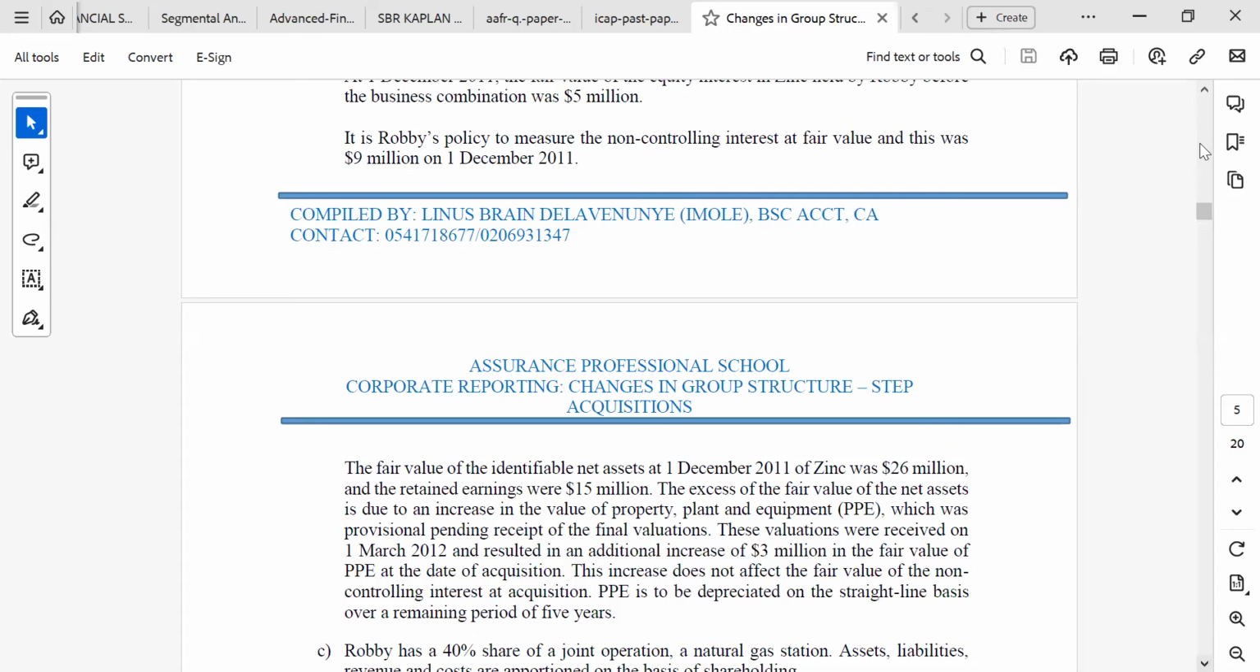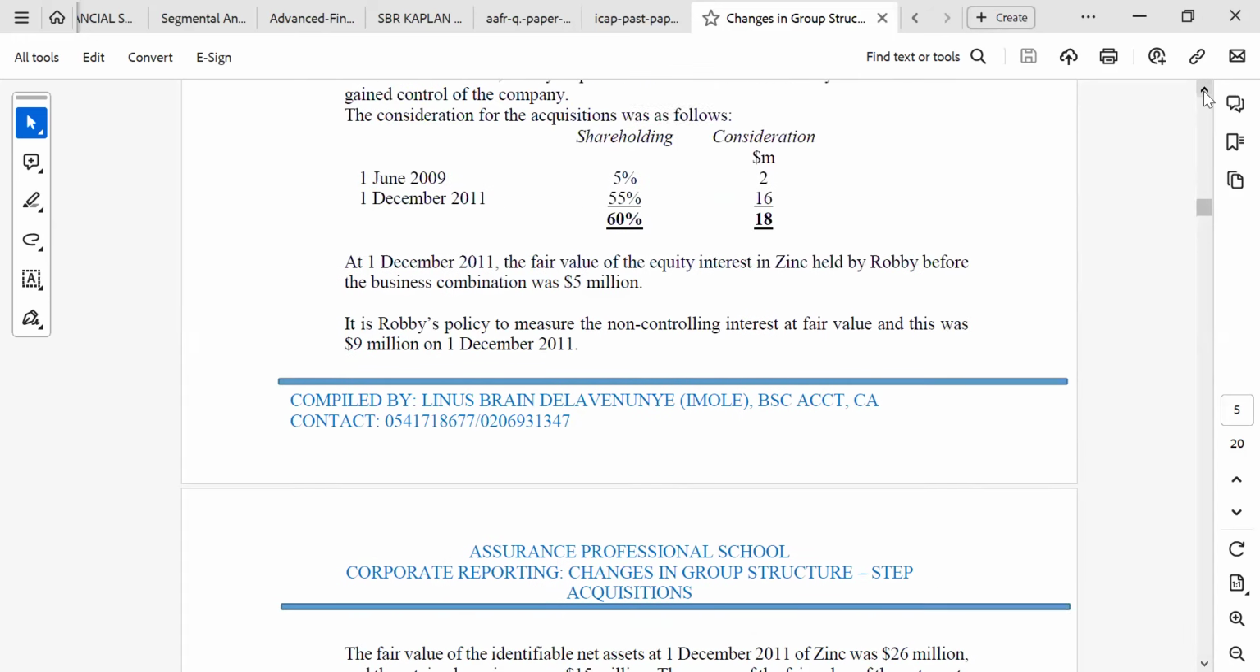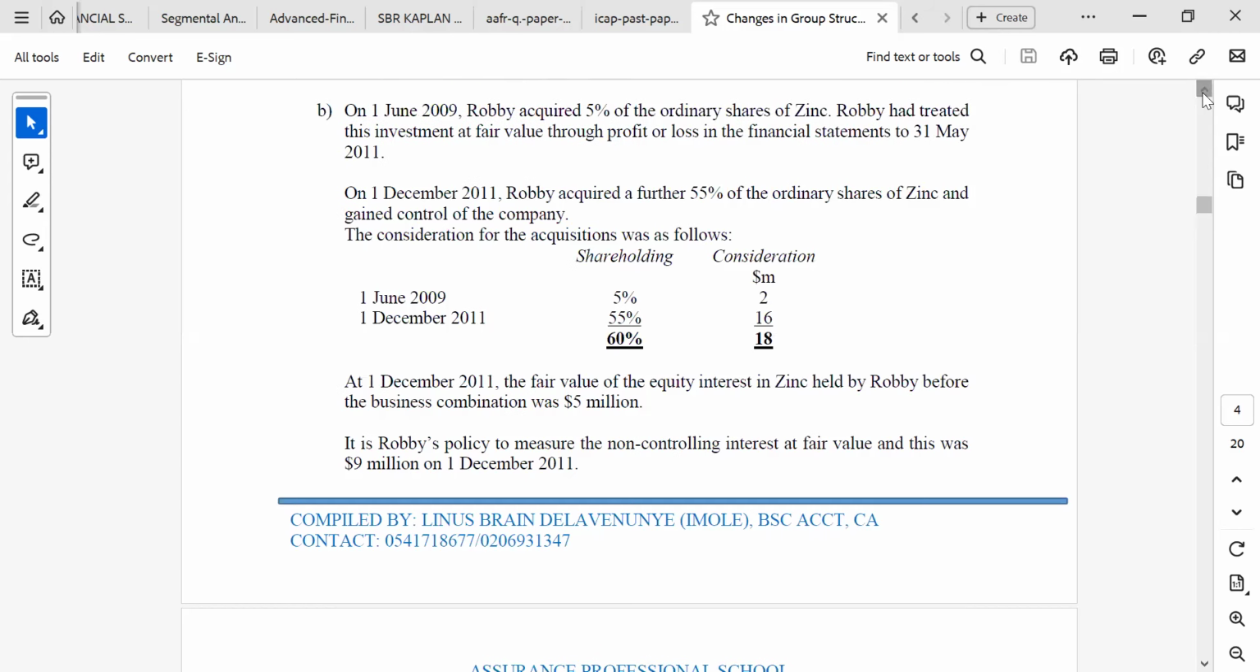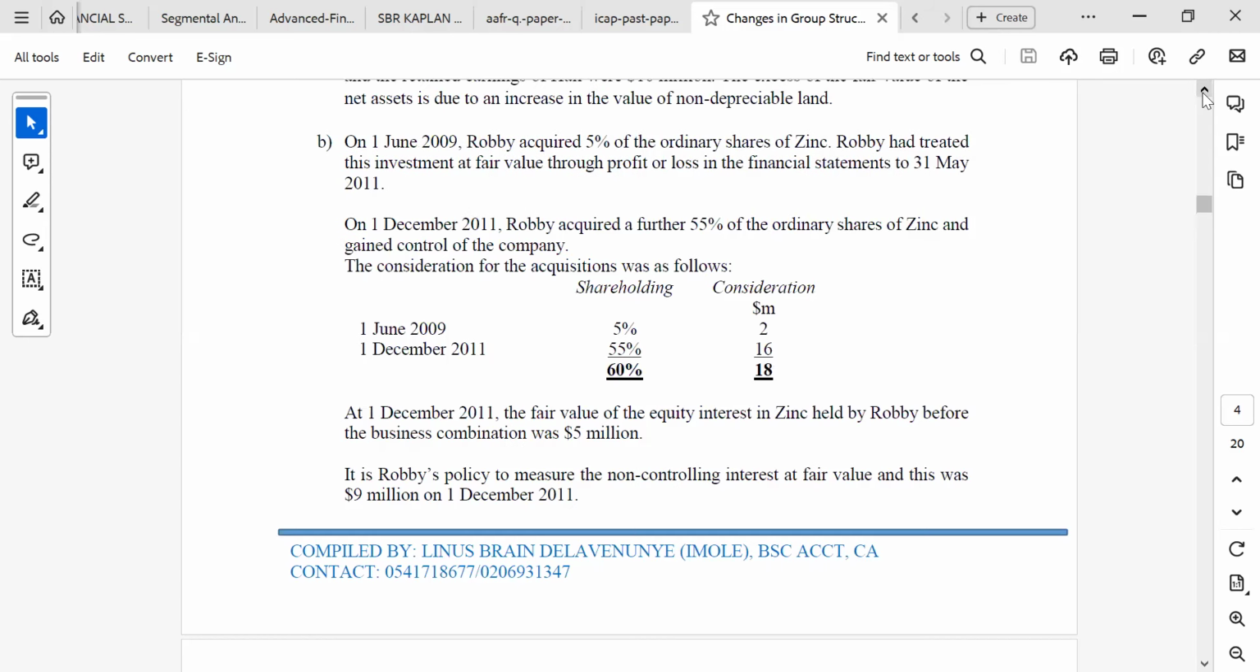Okay. So when did Robbie obtain control over Zinc? When was control achieved? 1st December. 1st December. So we start consolidating from 1st December.